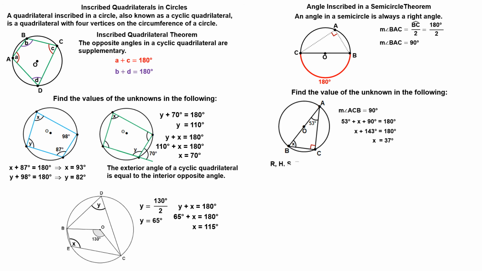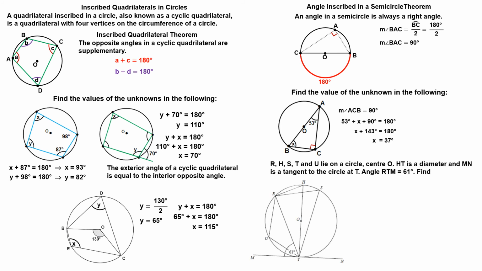R, H, S, T, and U lie on a circle with center O. HT is a diameter and MN is a tangent to the circle at T. Angle RTM equals 61 degrees. Find the following.